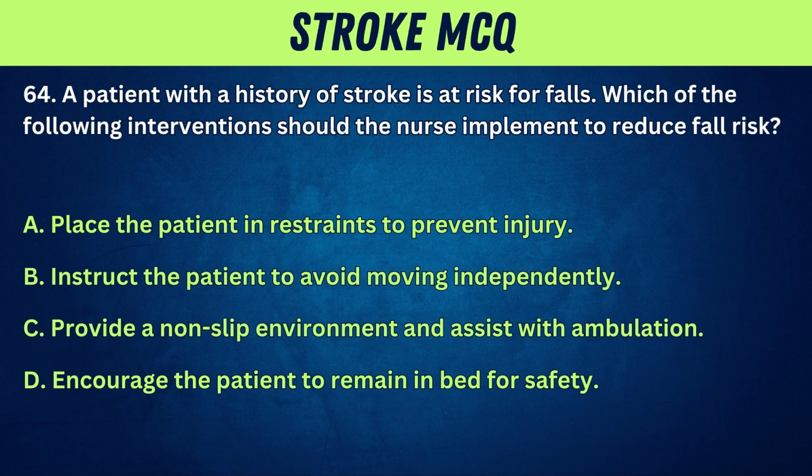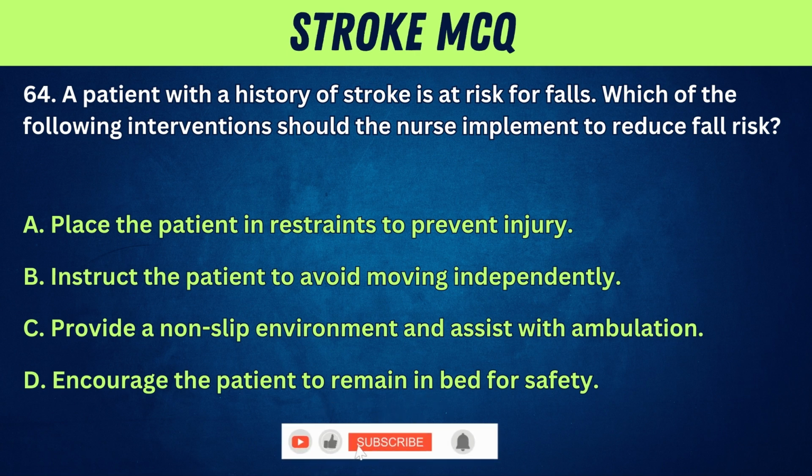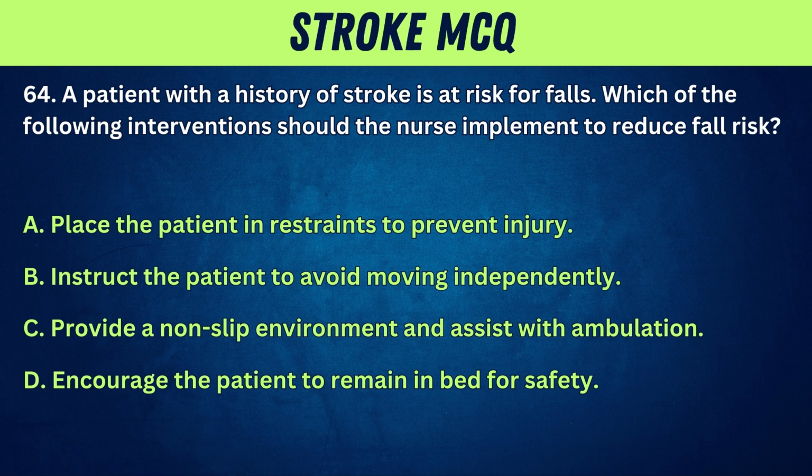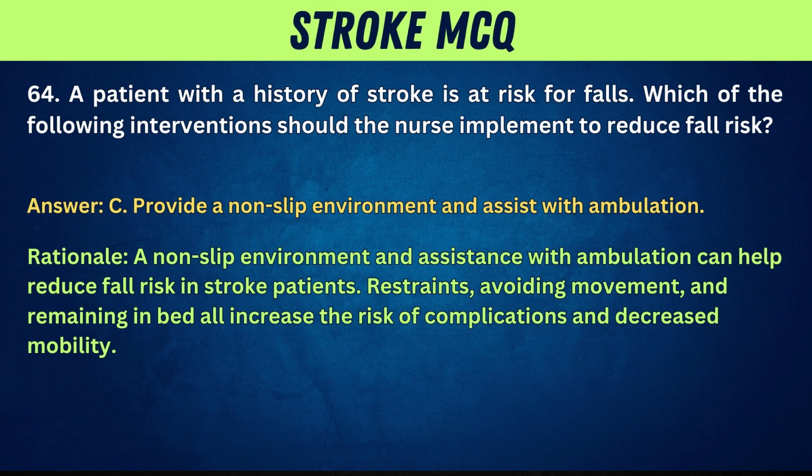64. A patient with a history of stroke is at risk for falls. Which of the following interventions should the nurse implement to reduce fall risk? A. Place the patient in restraints to prevent injury. B. Instruct the patient to avoid moving independently. C. Provide a non-slip environment and assist with ambulation. D. Encourage the patient to remain in bed for safety. Answer: C. Provide a non-slip environment and assist with ambulation.